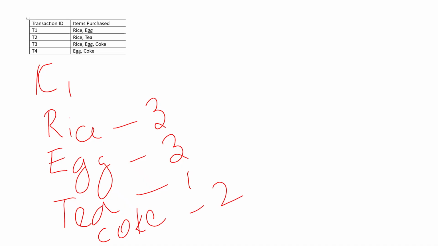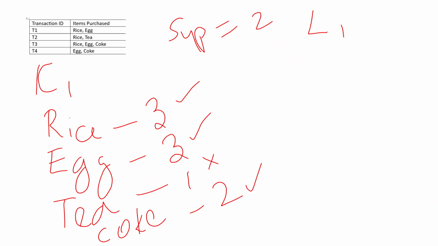Now based on that we have to calculate the frequent item set 1. We know our minimum support is 2. If any item occurs 2 times or more, we can maintain it, otherwise we have to cut it. Rice comes 3 times, above 2. Egg comes more than 2 times. Tea came only 1 time, so we have to cut it because its occurrence is less than the minimum support. And coke occurs 2 times, which exactly matches the support, so we can keep it.